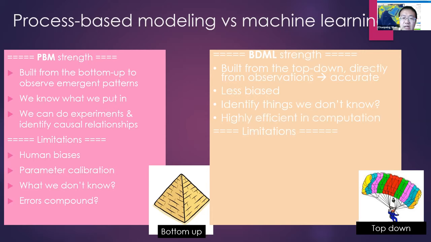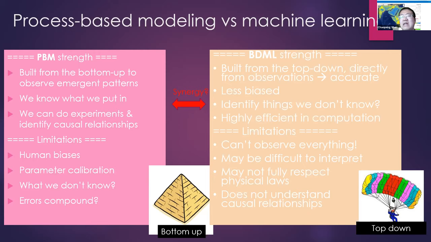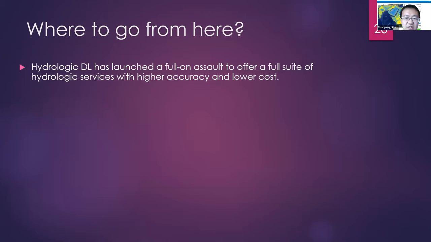But there are also limitations. It can't observe everything, so you have to figure out how you incorporate physics with the machine learning. It may be difficult to interpret. It may not fully respect physical laws, which is very bothering to us, and it doesn't really understand causal relationships. So I do see that there are synergies between the two, and I don't see why one can replace the other. Going into the future, I see a lot of integration between physics and machine learning.